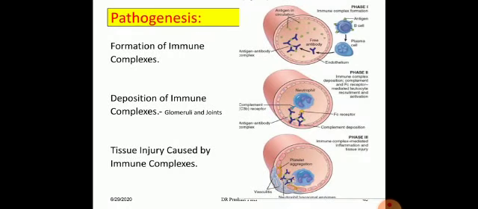Pathogenesis. What happens? There is formation of immune complexes within the circulation. Free-flowing antigen binds with free-flowing antibodies within the circulation. These complexes then circulate in the blood and deposit in those organs where the microcirculation is very rich, like glomeruli and joints. At the site of deposition, they initiate inflammatory reactions and induce a type 3 hypersensitivity reaction.